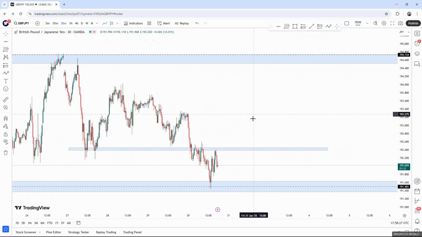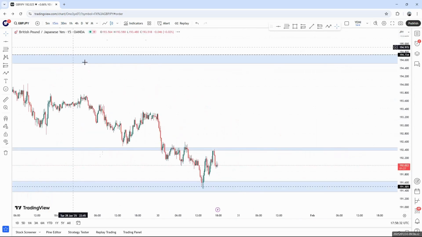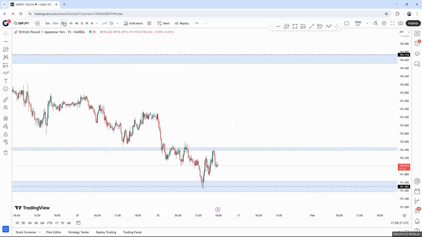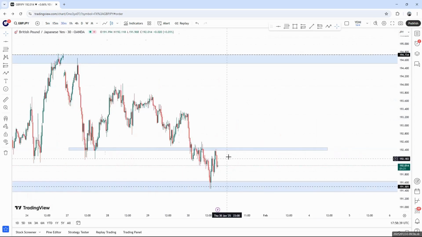So when that happens right here, right, this is where I execute. I really use the 15 minutes time frame too, but I use it side by side with the 30 minutes, right? So if I'm going to be using the 15 minutes time frame, I have to be watching the 30 minutes as well to make sure I'm not faked out.